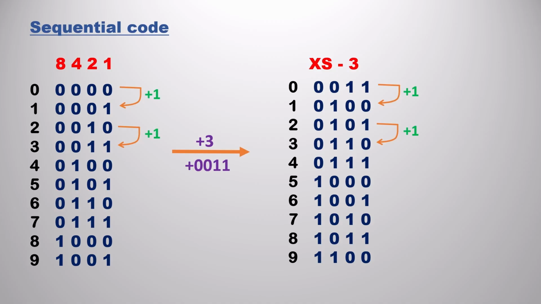That is why this is known as sequential code. We have two examples, which I have written there. 8421 is completed, so it is proved also. Next, the example is XS-3 code.